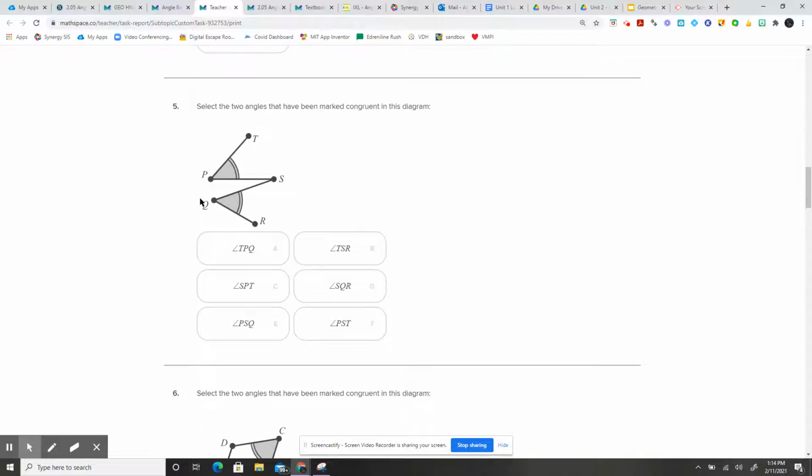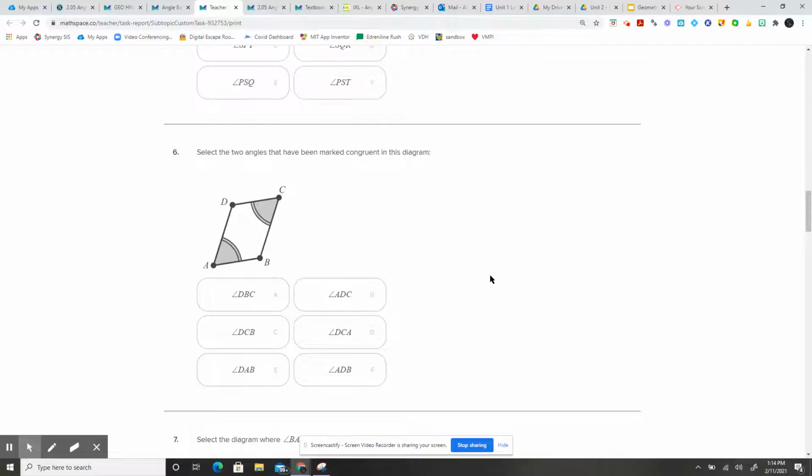Remember that the vertex has to be the middle of the three letters. That's how you name it. So now you're just going to keep going through, select the two angles that have been marked congruent. So how can you name C and name A? Remember the A and the C have to be the middle letter. You can go either DCB or BCD and either DAB or BAD.